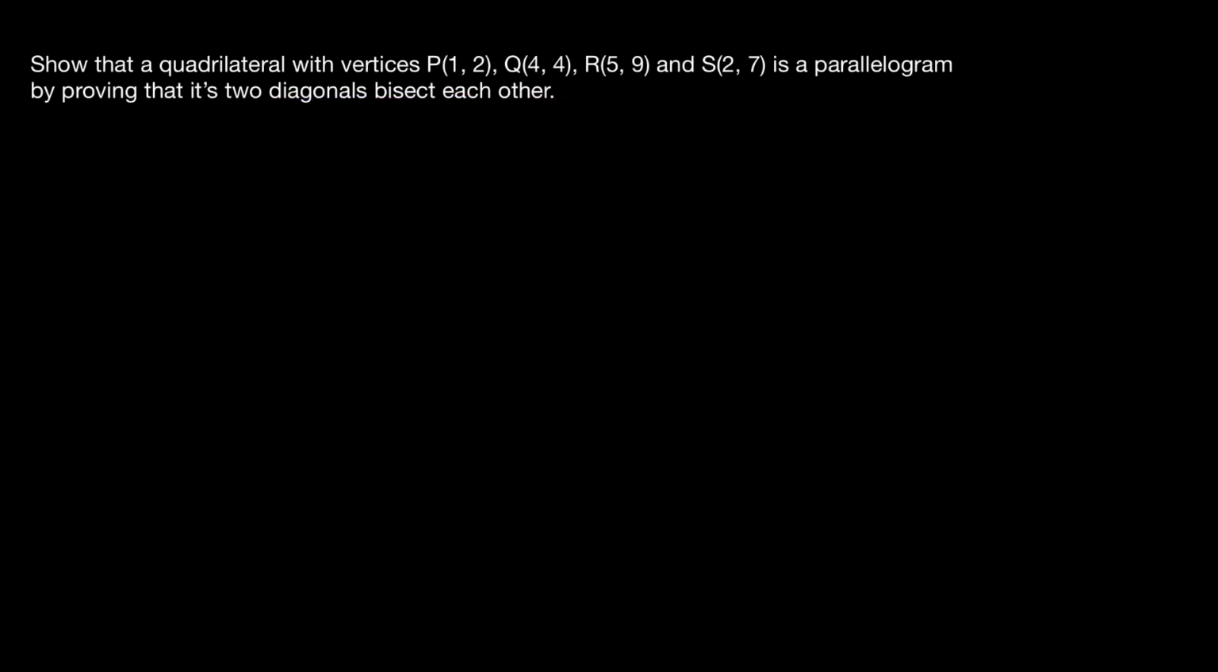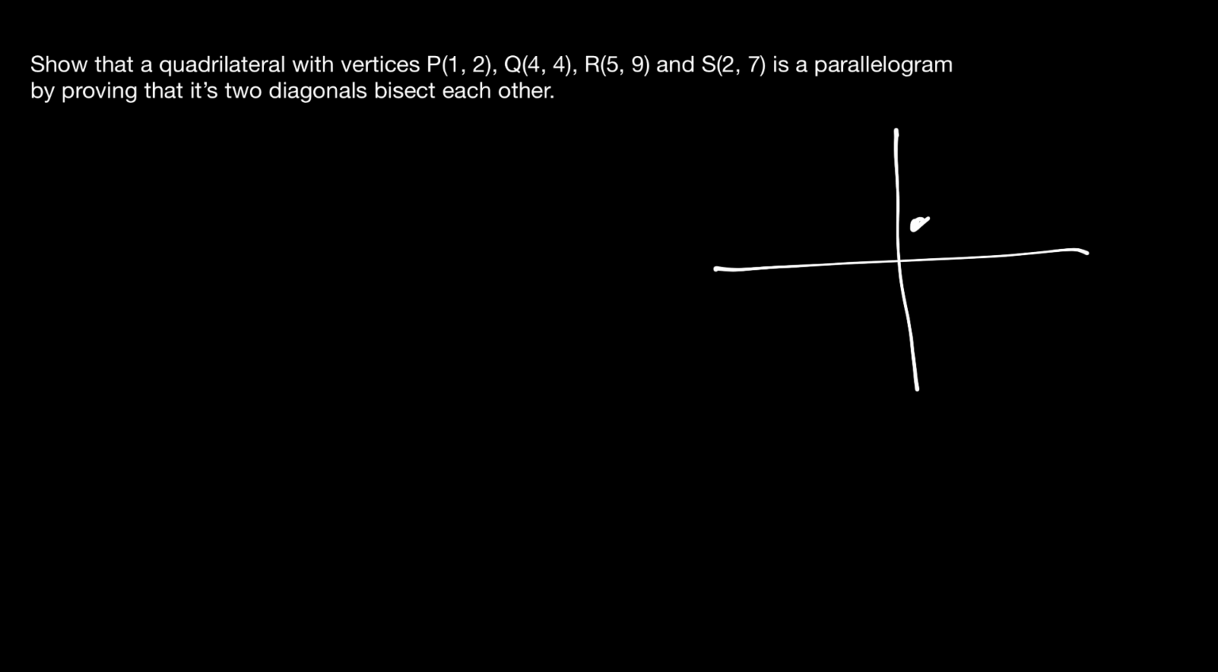So this is an application problem. It says, show that a quadrilateral with vertices P, Q, R, and S is a parallelogram by proving that its 2 diagonals bisect each other. So here we're talking about applications of this rule. If I were to sketch this out, very roughly.